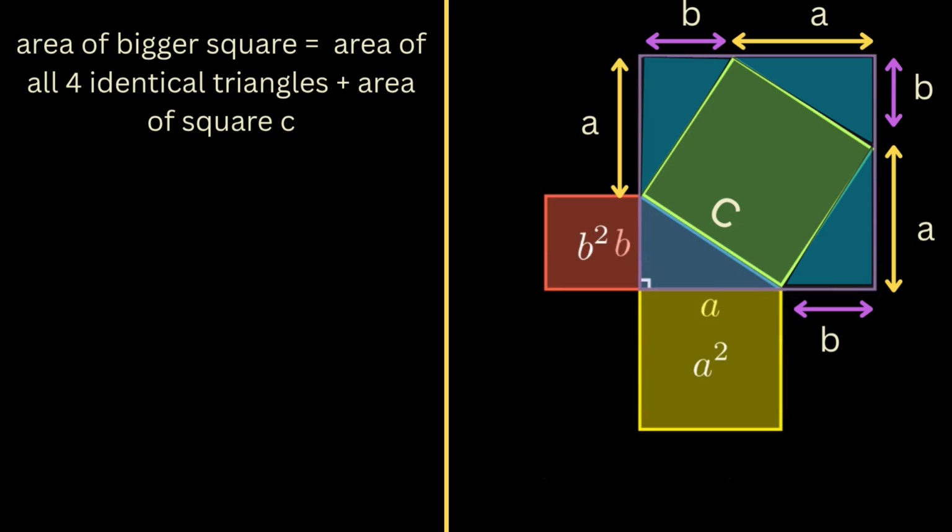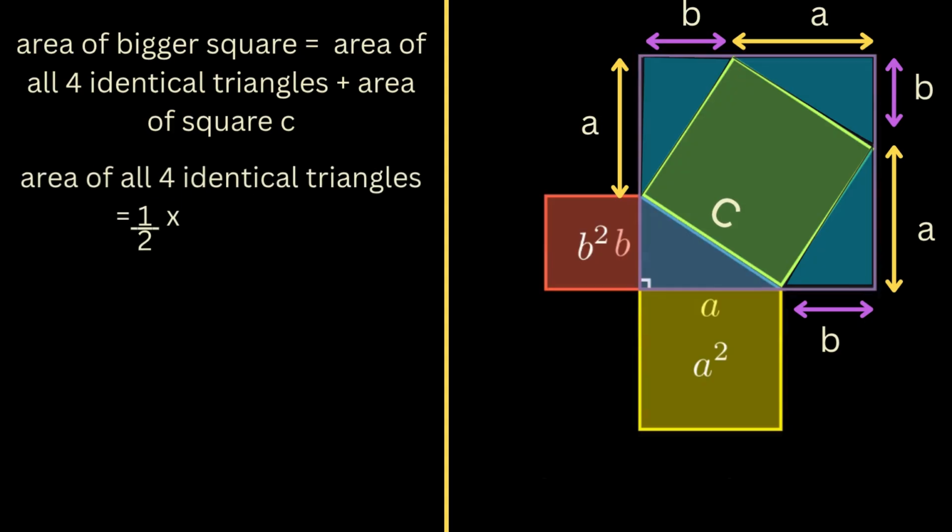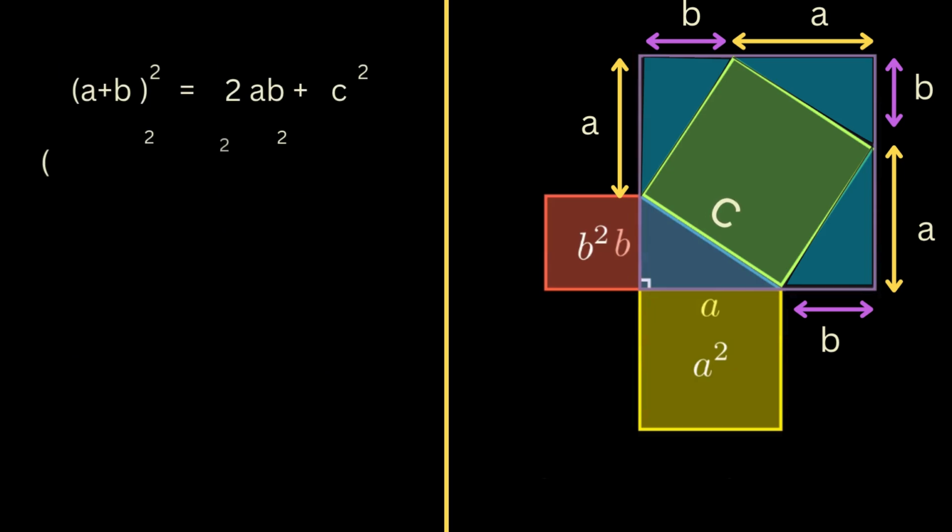Each of those right triangles has an area of 1/2 times its base times height, which is equal to 1/2 times a times b. And since there are four of them, their total area is 4 times that, which is equal to 2ab. So we have area of large square equals area of inner square plus area of four triangles. That is, the quantity a plus b squared equals c squared plus 2ab. Let's expand that left side. We get a squared plus b squared plus 2ab.